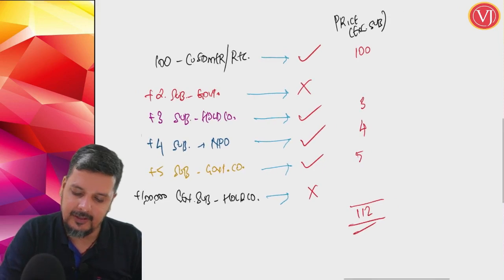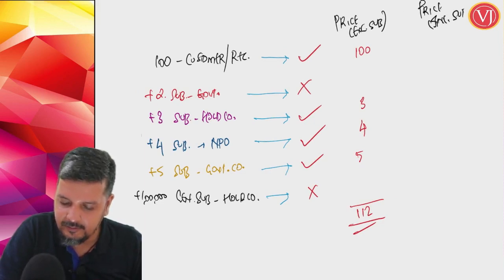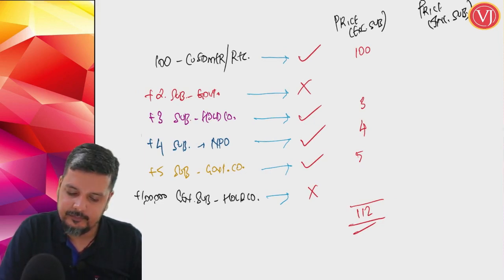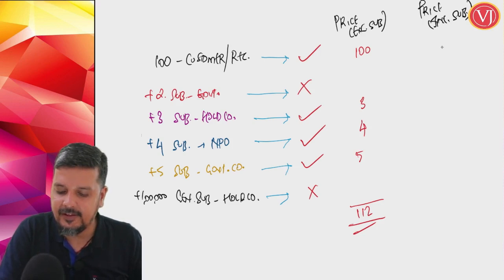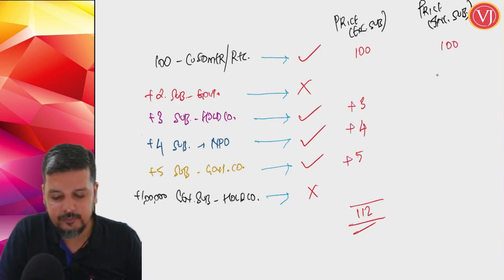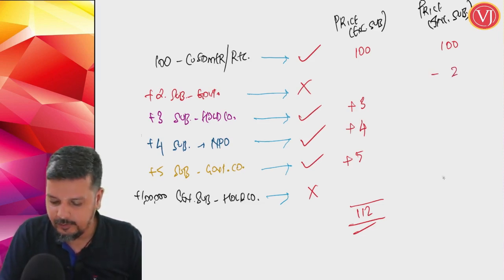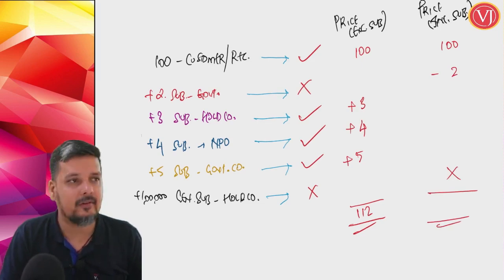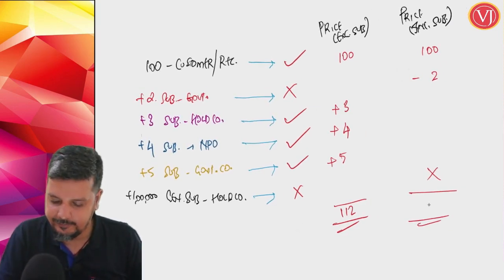What if I change the question and tell you that the price of 100 rupees is including subsidy? Then what are you going to do? You'll start with 100. Then what you'll do? Minus. This minus you will not do, because this is a general subsidy. It has got nothing to do with the transaction. So what will be the answer?